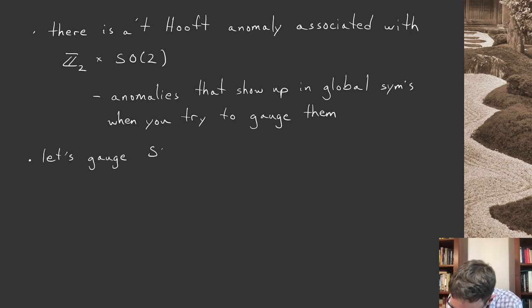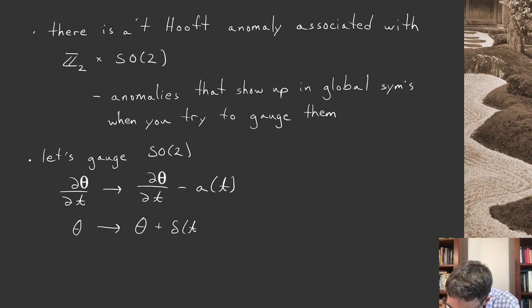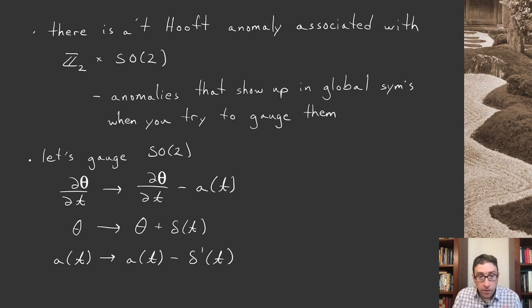So let's gauge the SO2 rotational symmetry. I have a d/dt, and it's going to become a covariant derivative after this weak gauging. So instead of d/dt, I'm going to have d/dt minus a gauge connection a of t. This has nothing to do with the magnetic field I was talking about before that I was using to set up the system. Under this, I can shift theta to theta plus delta of t, where delta is a function of t. To compensate for that time dependence, I now have to shift the vector potential in a time-dependent way as well, by the time derivative of delta of t. And in this combination, the covariant derivative becomes gauge invariant, and doesn't shift under this combined shift of a and theta.